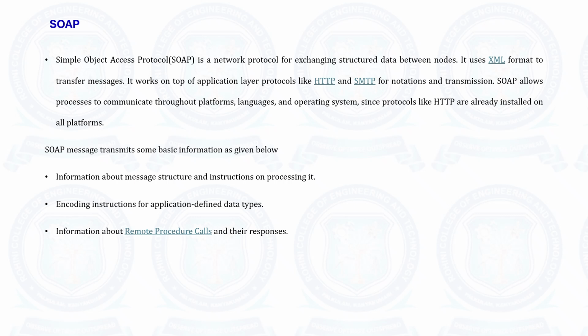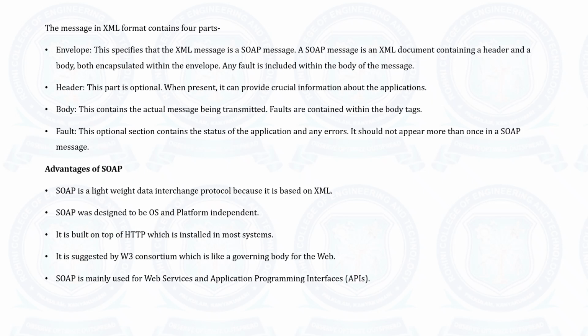A SOAP message transmits some basic information: information about message structure and how to process it, encoding instructions for application-defined data types, and information about RPC, remote procedure calls, and their responses. The messages in XML format contain four parts: envelope, header, body, and fault.